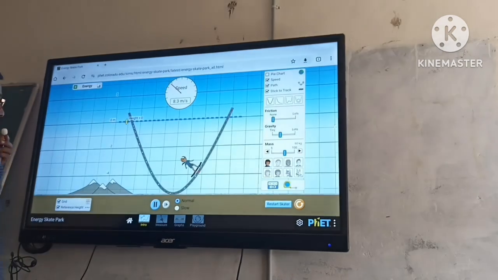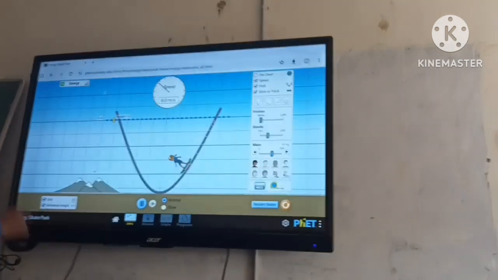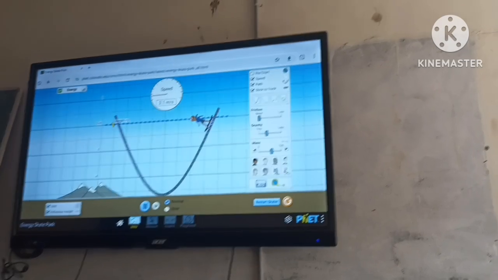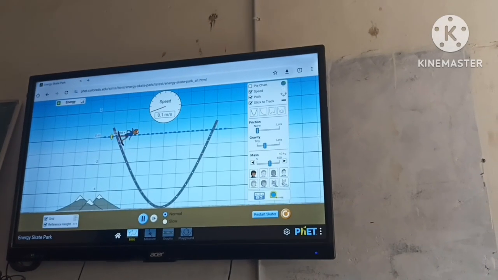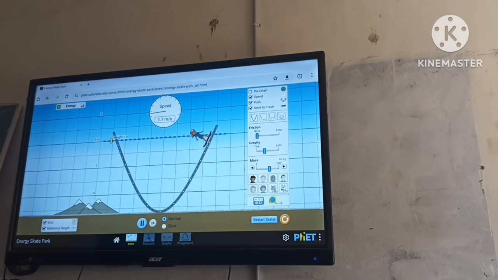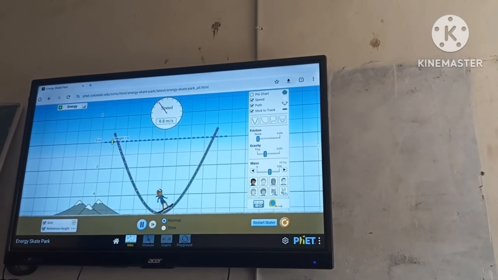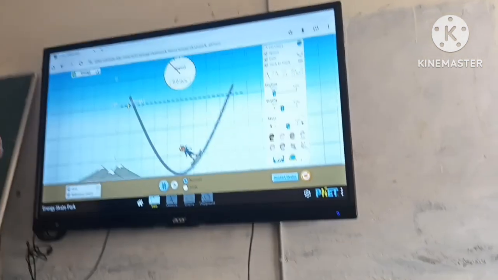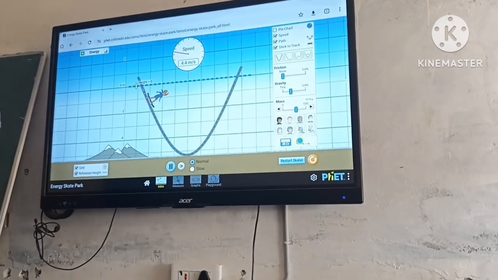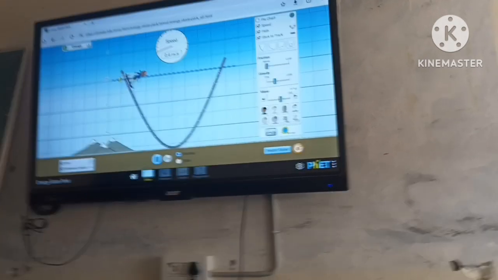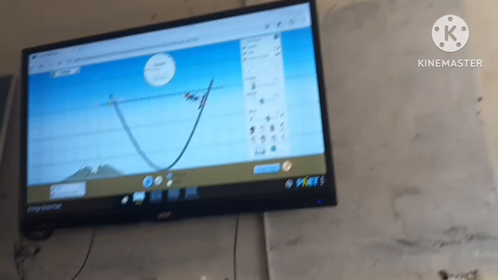Now see the energy park. When he reaches the height, he gets potential energy, which gets converted into kinetic energy. This is one way of showing the transformation of energy, potential to kinetic, that is mechanical energy. This is what energy skate park is.